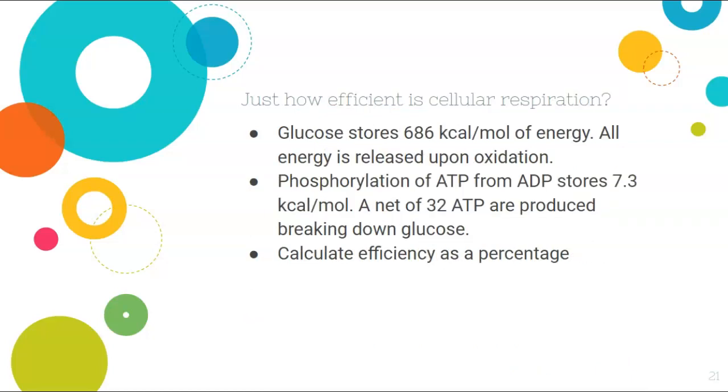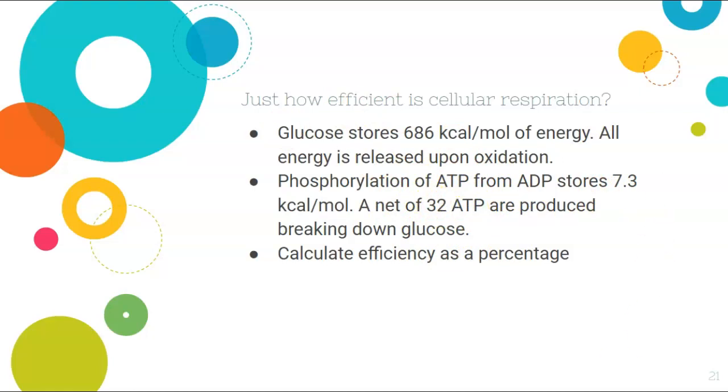One thing I want to point out is just some efficiency. This was a former AP exam when they used to make you do more math with it, so don't super stress about it. But, okay, we can figure out how efficient cellular respiration is. So glucose, theoretically, stores 686 kilocalories per mole of energy. That's how much it can release when you burn it, okay? If you break down ATP, basically every single time you break apart an ATP, you release 7.3 kilocalories, and we end up making 32 ATP from every one glucose.